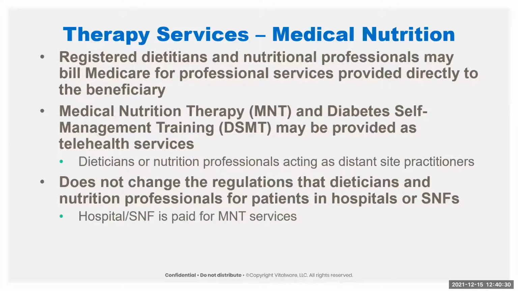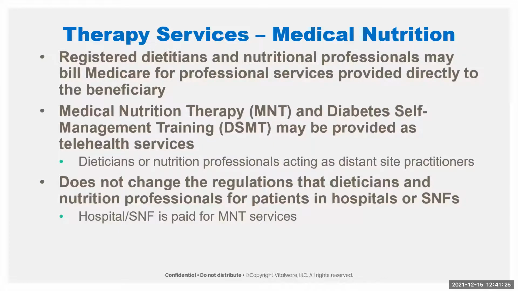All right. So registered dietitians and nutritional professionals now may bill Medicare directly for their professional services when they're provided directly to the beneficiary. So they're creating that registered dietitians and nutritional professionals can now be a provider or a supplier of service. That puts them in a different category. And so medical nutrition therapy and diabetes self-management training may be provided as telehealth services. That's because your dietitian or nutritional professionals are acting as a distant site practitioner. So you can report those specific procedure codes, the CPT or HCPCS codes, to Medicare for those.